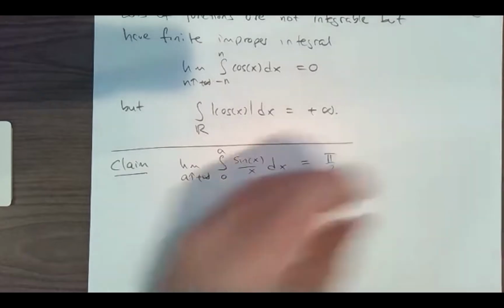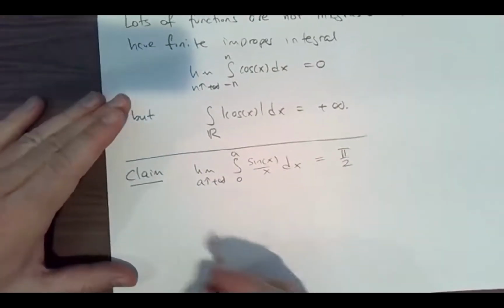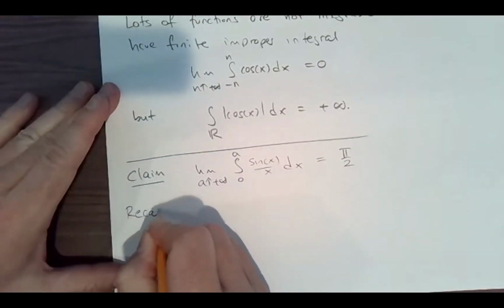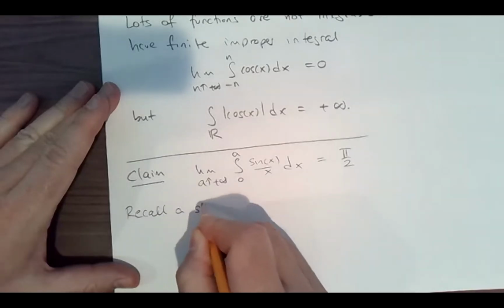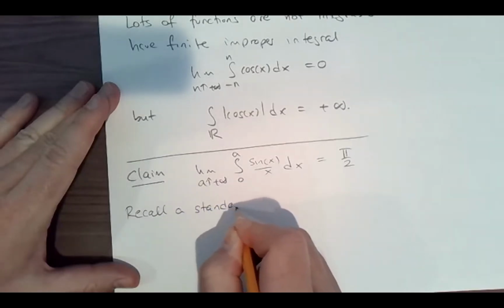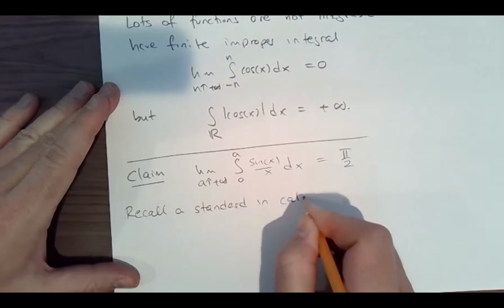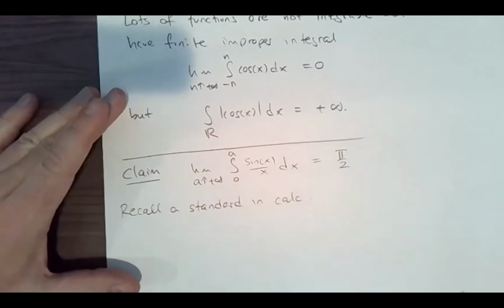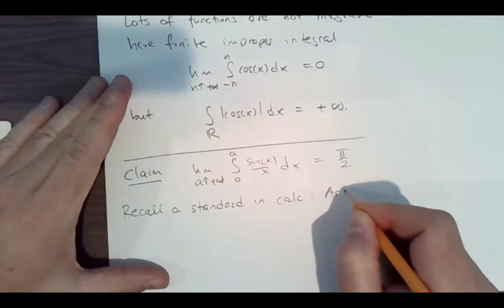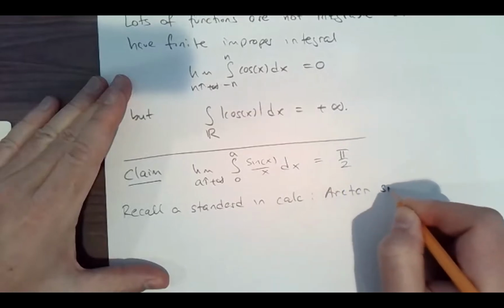And the coefficient is coming from, let's just recall a standard trick in calculus. This is the arctan substitution.